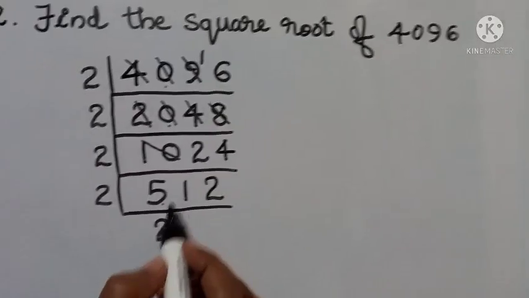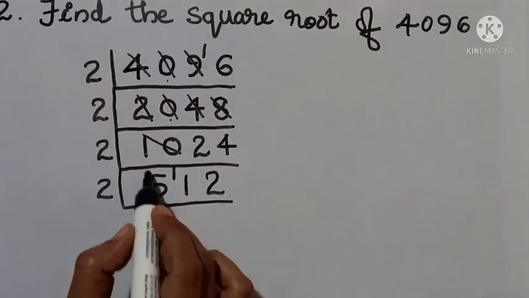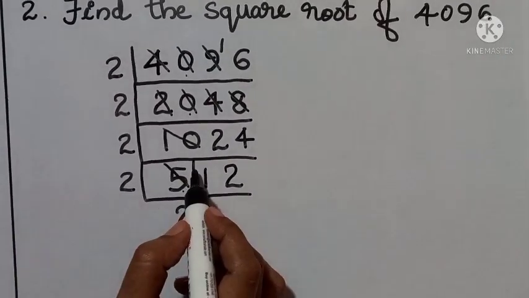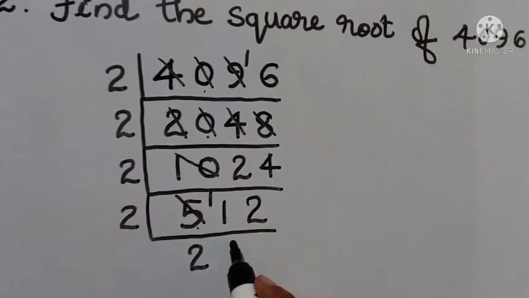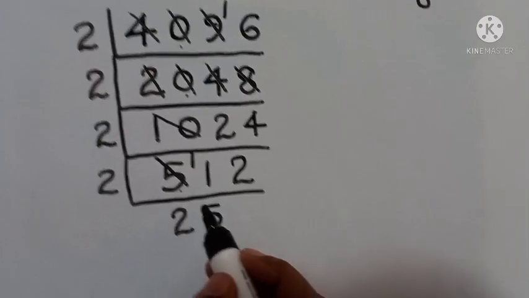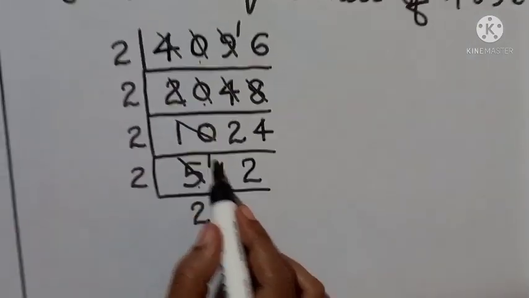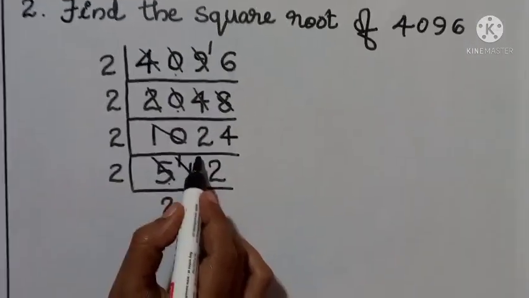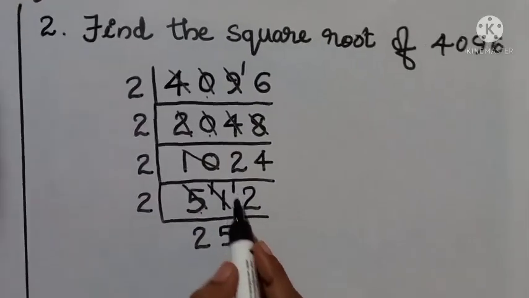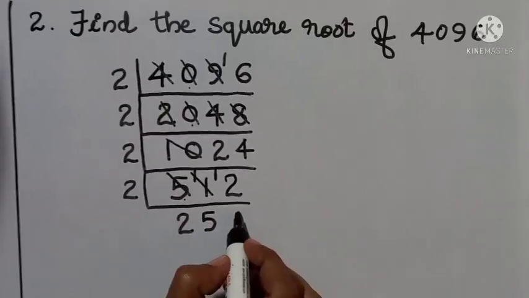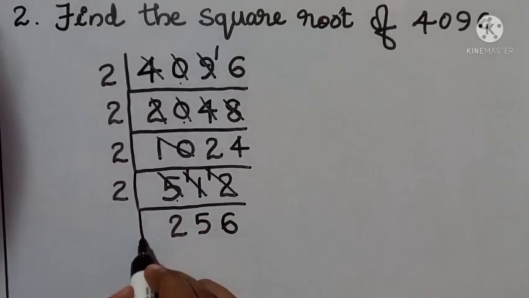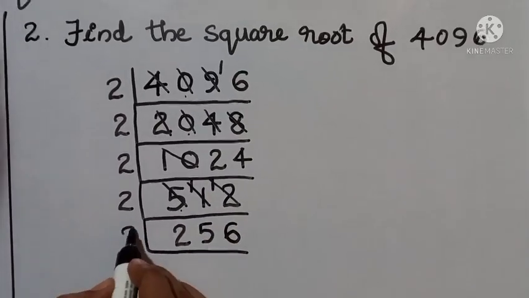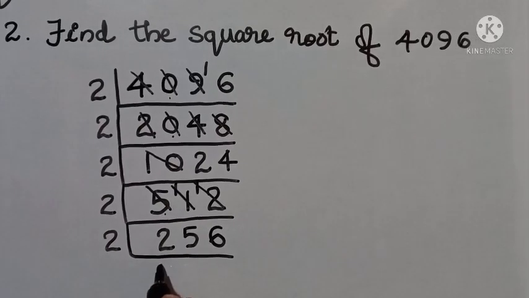5 minus 4 is 1. Write that 1 here and cut this 5. Now it is read as 11. How many times is 2 there? 5 times. 5 into 2 is 10. 11 minus 10 is 1. Then write that 1 here. Now it is read as 12. We know 6 times 2 is there. Cancelling this 12 also. Next step, again dividing by 2, 1 time.